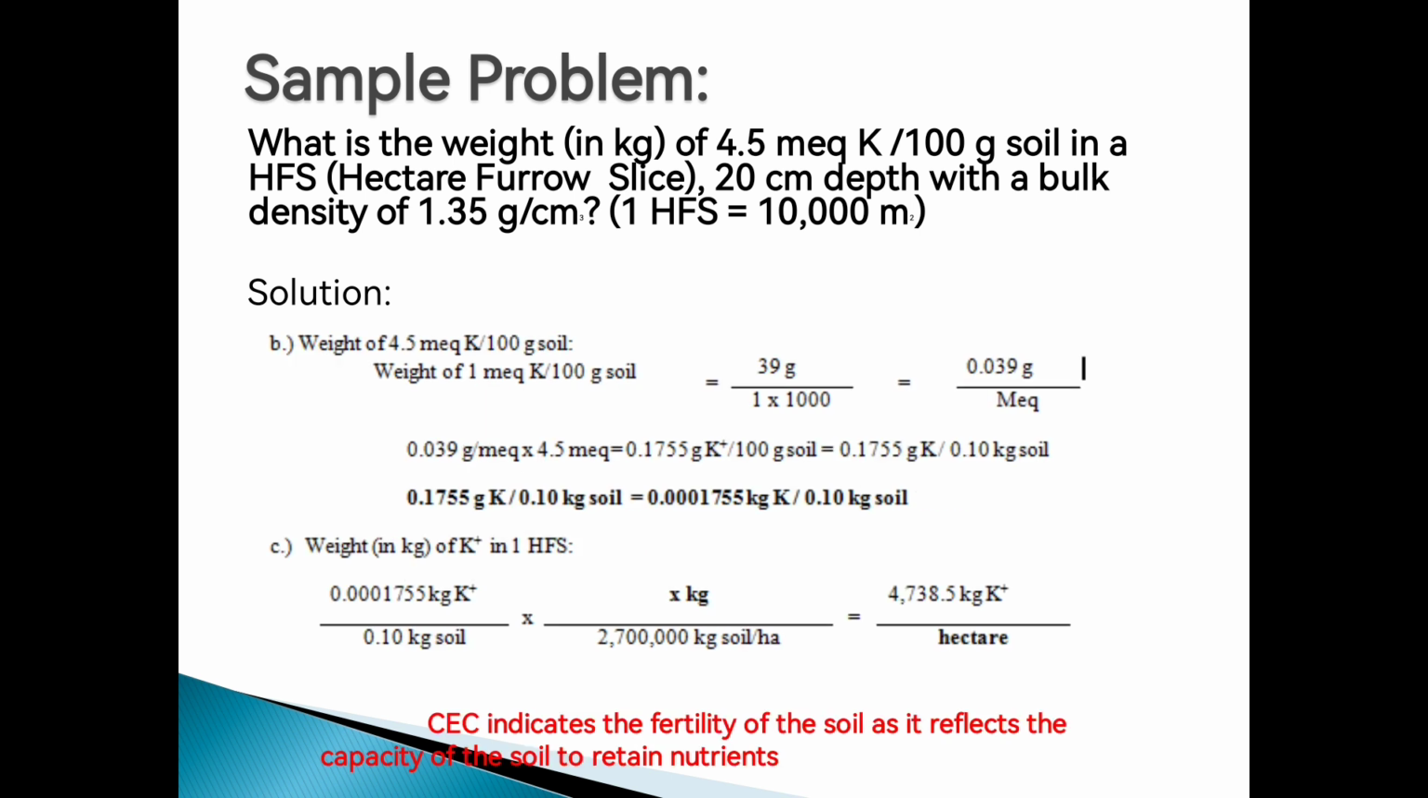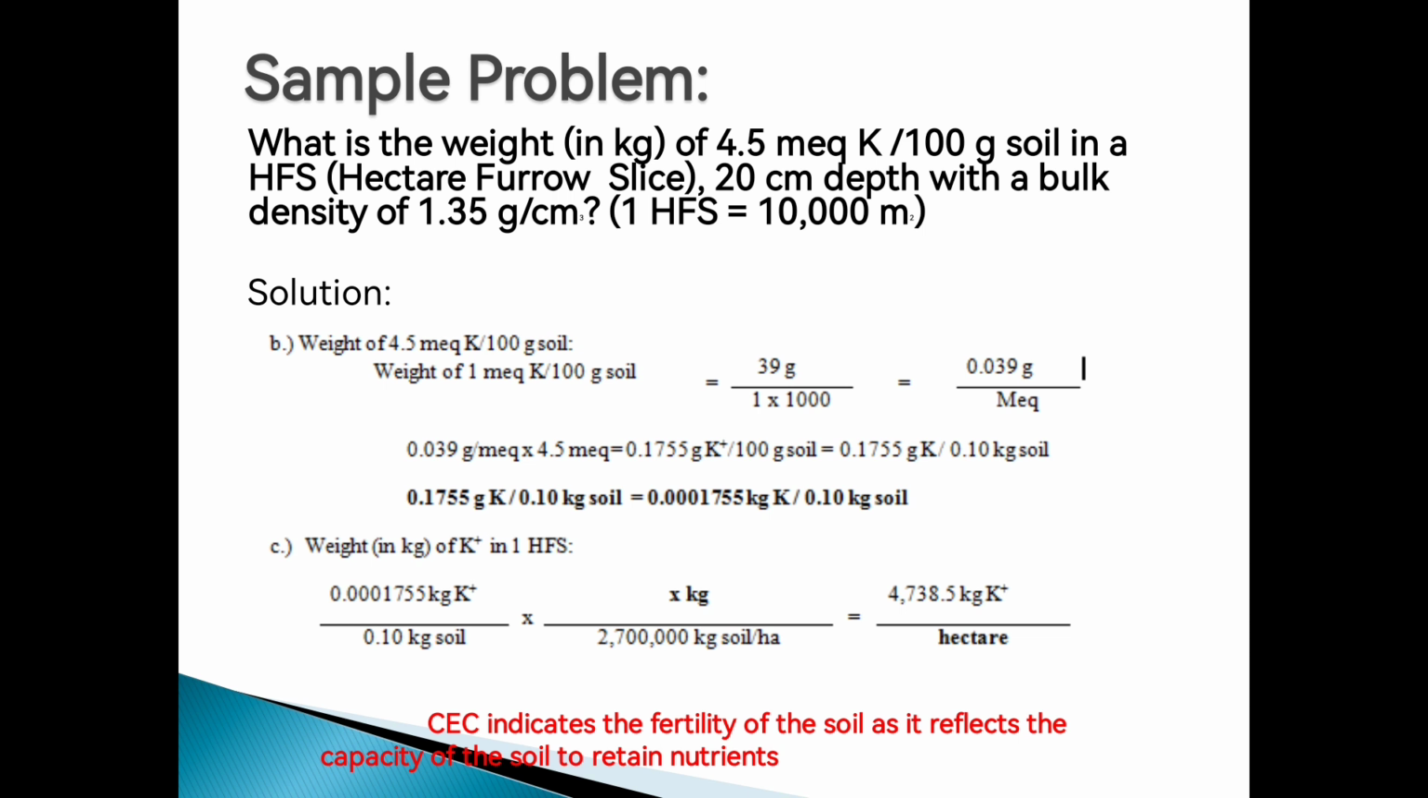So, we have 1 milliequivalent of potassium. We just follow the formula before. So, 39 divided by the valence times 1,000. So, we have 0.039 gram per milliequivalent. So, you just multiply the 0.039 gram per milliequivalent times 4.5. But then take note that is per 100 gram of soil. So, this is the gram of potassium per 100 gram of soil.